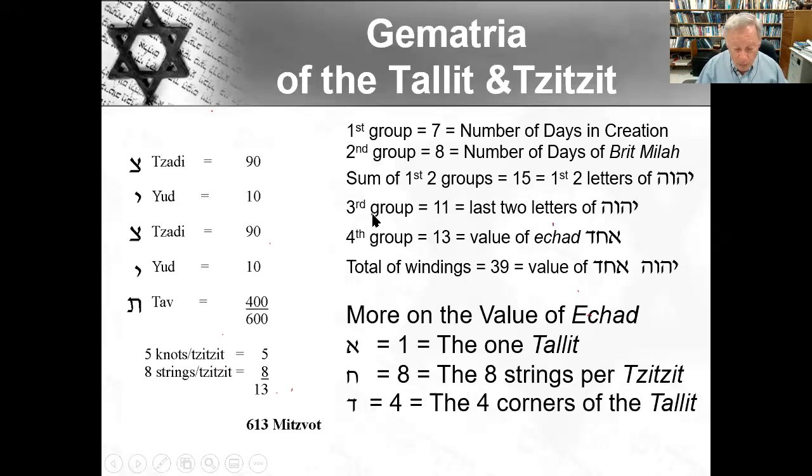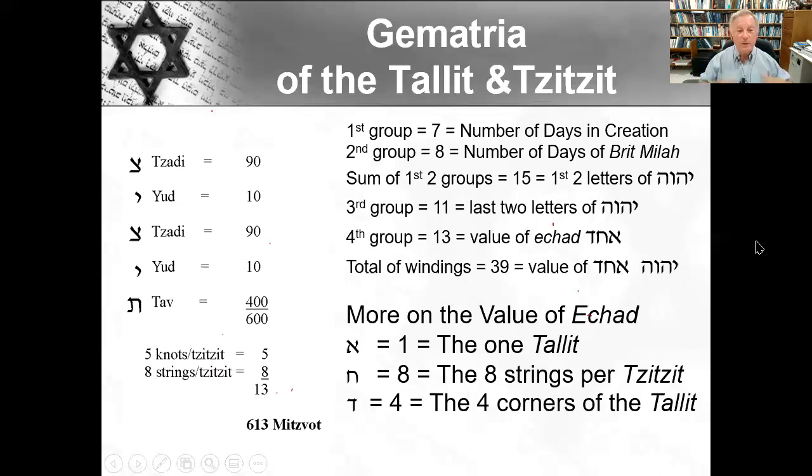The third group is 11. That's the sum of the last 2 numbers of Yud He Vav He. Vav is 6, He is 5. And the fourth group, 13, is the value of Echad. Aleph is 1, Chet is 8, Dalet is 4. So the total number of windings is the gematria of the phrase Adonai Echad.